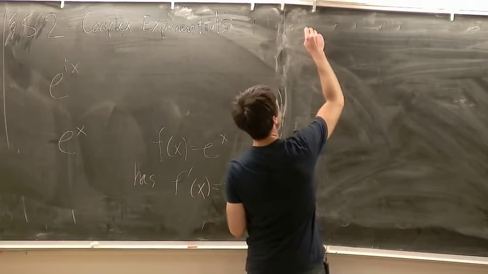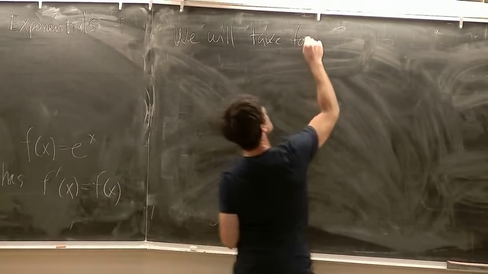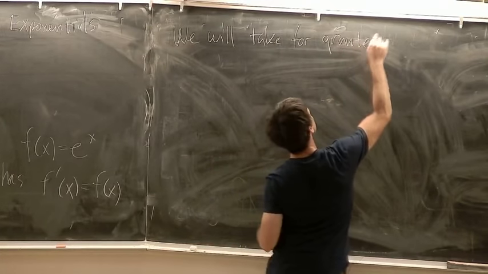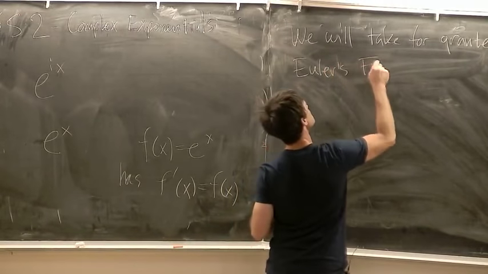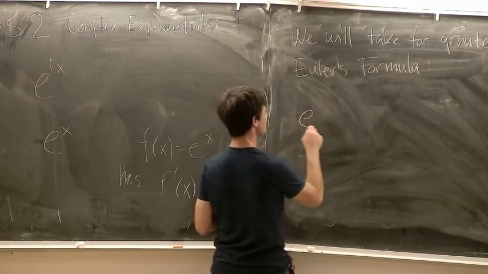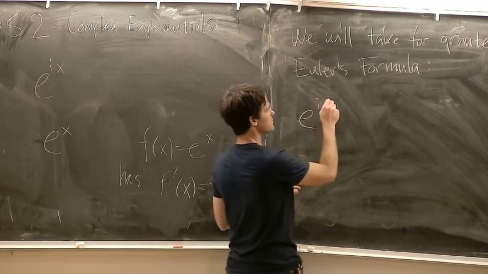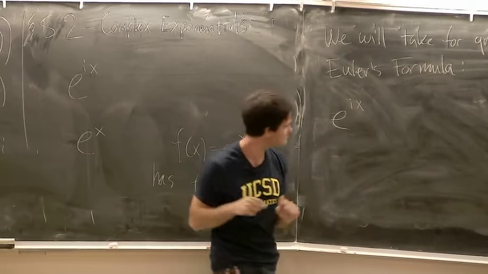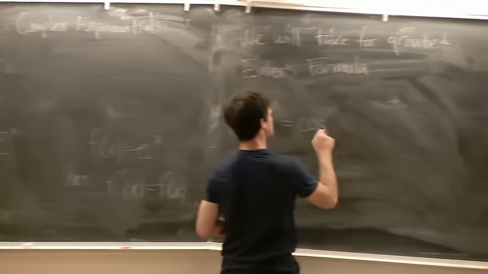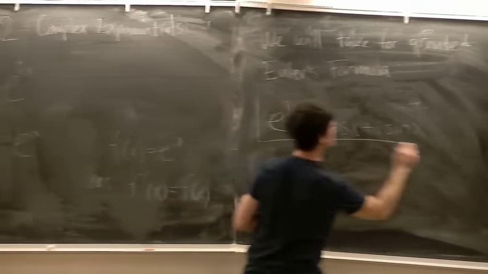So we will take for granted Euler's formula, which says that if I take an exponential number to a purely imaginary number, I can write this as cos x plus i sine x. Okay, so just believe that.